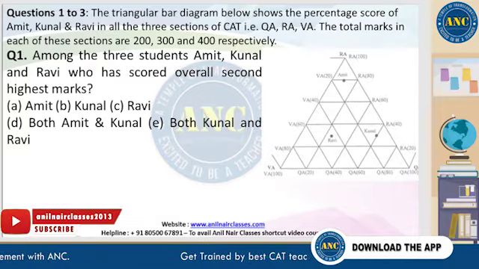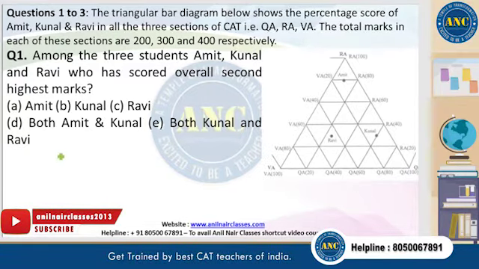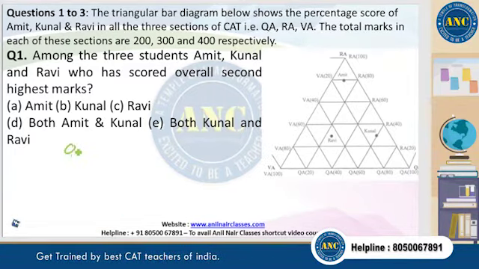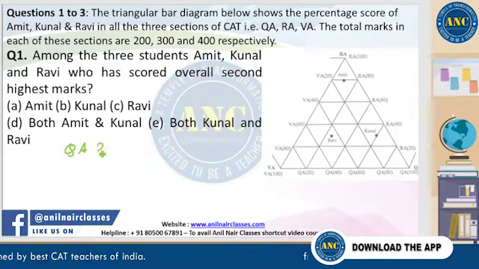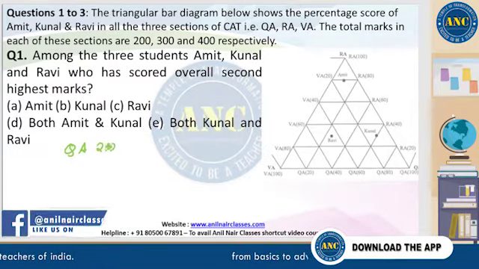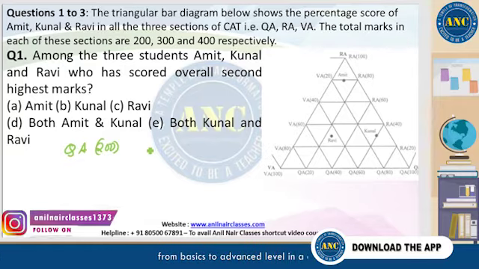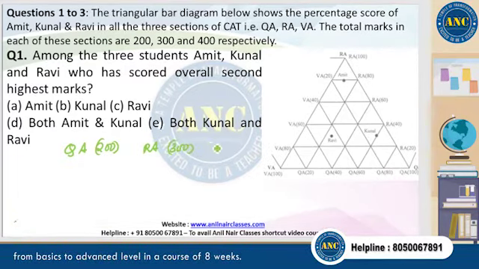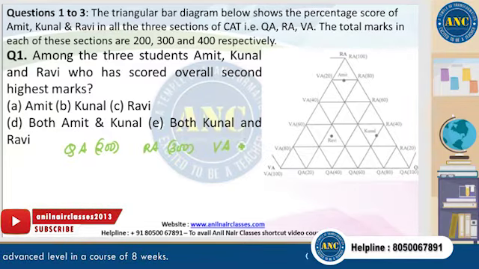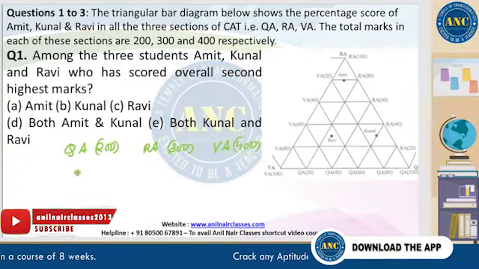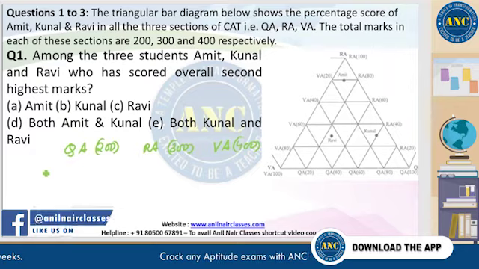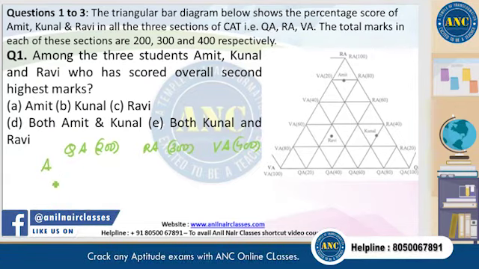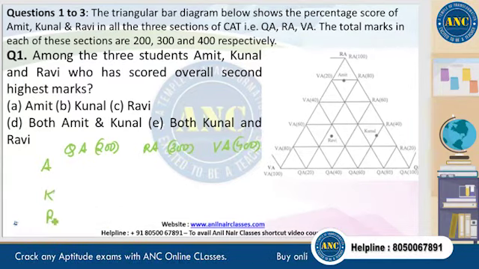But this question has certain more elements. There are three parts. There is QA, that's evaluated out of 200. There is RA, that's evaluated out of 300, and there is VA, that's evaluated out of 400. That's three parts. And there are just three guys, their names being Amit, Kunal, and Ravi.